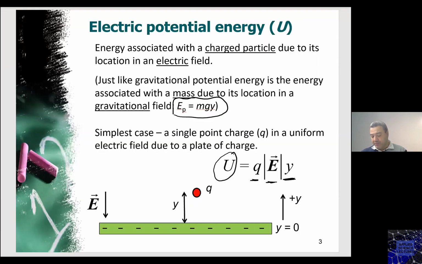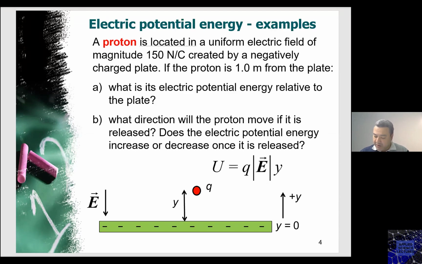Okay, so now we know how to put the reference, put the positive direction based on the electric field that I have, based on what plate I am doing the calculation with respect to. Now let's move on to this example. Here in this example, we have a proton, which is a positive charge located in a uniform electric field of magnitude 150 Newton per Coulomb.